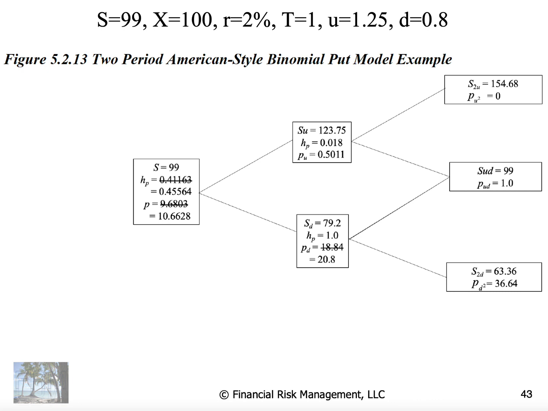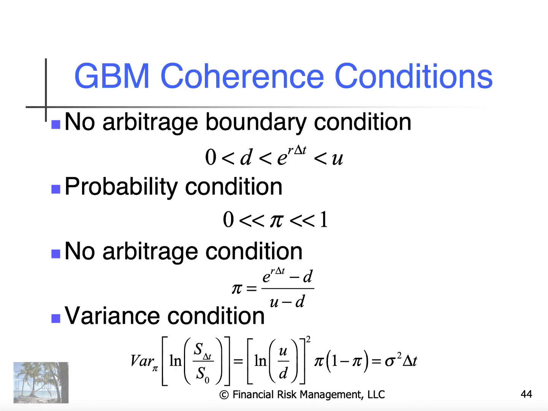Because this is American style, I will choose to exercise early as the buyer of the put. That choice will yield me $20.80, and therefore the value today, knowing that I will make that choice at time 1 if down occurs, increases the value of the put. So for an American style put option, in this example, the American feature has a positive value.